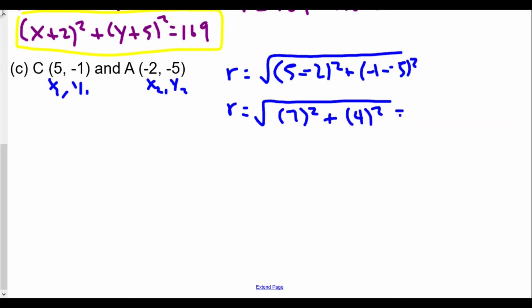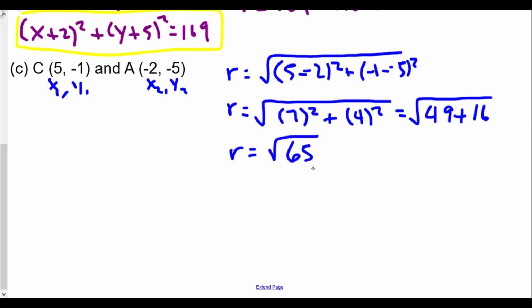And we're going to get, in this case, the square root of 49 plus 16. So r is equal to the square root of 49 plus 16, which is 65. Square root of 65, which is not a perfect square, but it's okay because r squared we're looking for is going to be just a radicand, 65. And that's what we're going to use.